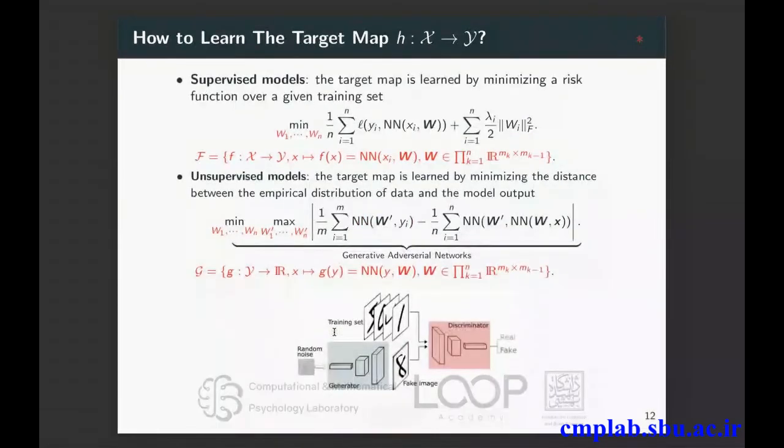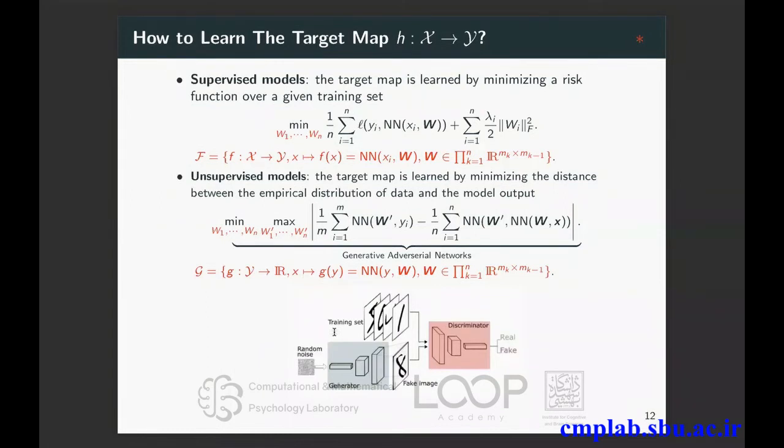And for those people who know a little bit more about deep neural networks, they can recognize the second optimization as generative adversarial networks. So this min-max optimization is precisely what GANs are about. You have a minimization over the parameters of the generator, and you have a maximization over the parameters of the discriminator.